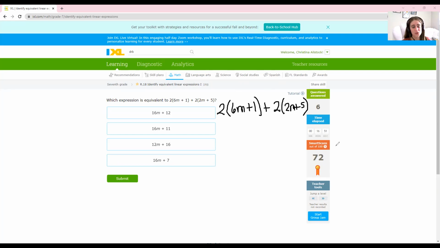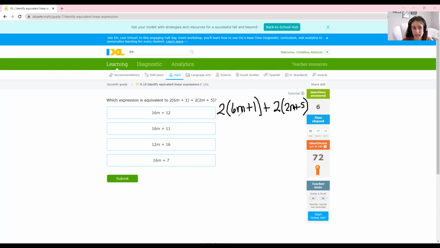All right, even though this problem has a lot more going on, it looks a little scary, let's always go back to that order of operations. And that tells us to do the grouping symbols. So the parentheses first. Well, I have 2 sets of parentheses. We're going to need to do both of them.